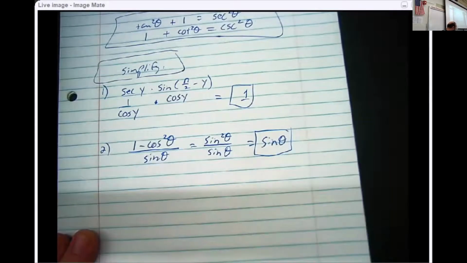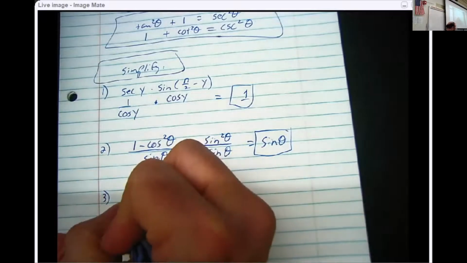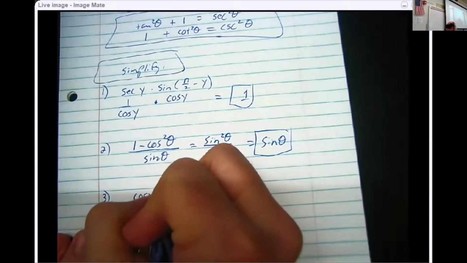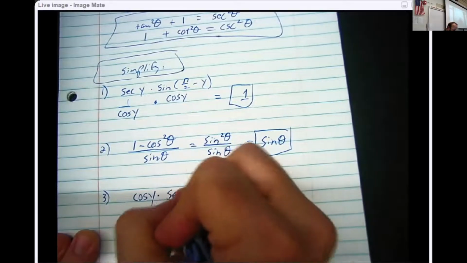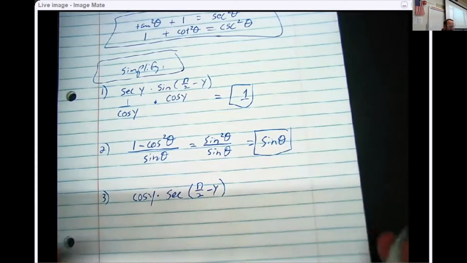Okay, your turn. I want you guys to take the cosine of y times the secant of pi over 2 minus y.